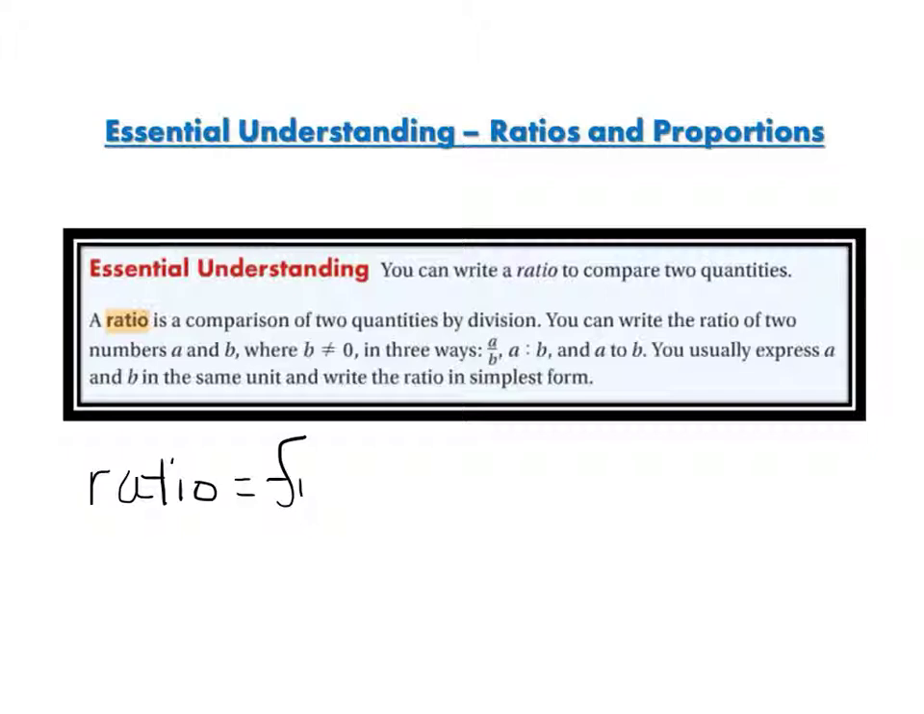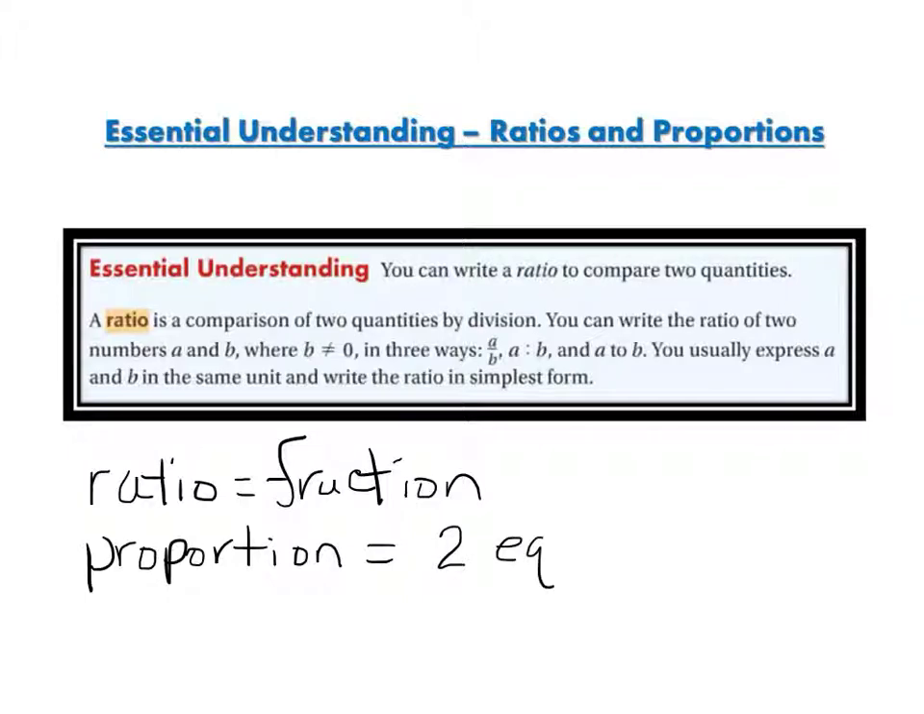So what you need to understand is that a ratio is a fraction, and a proportion is 2 equal ratios. And we're going to look at how to find out if they are equal or not, and how to solve if there's a number missing.